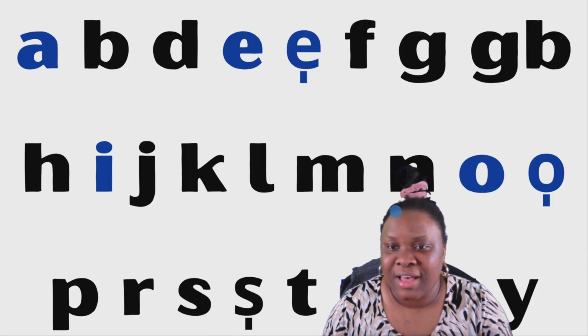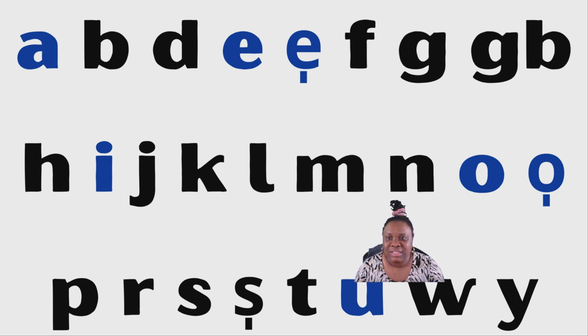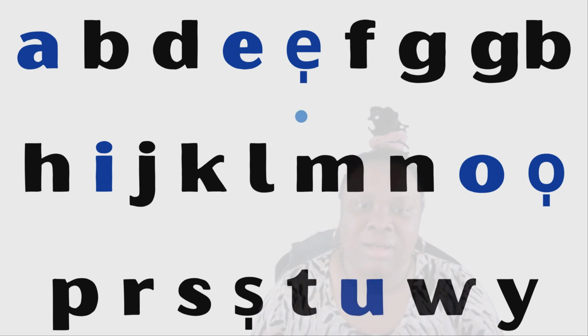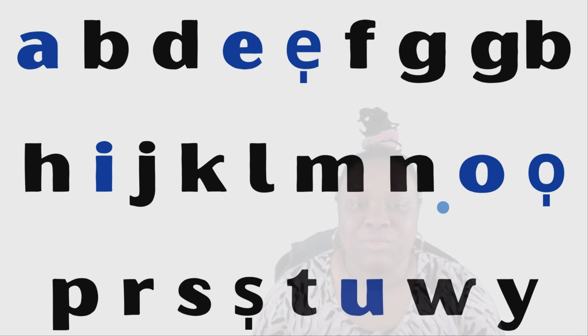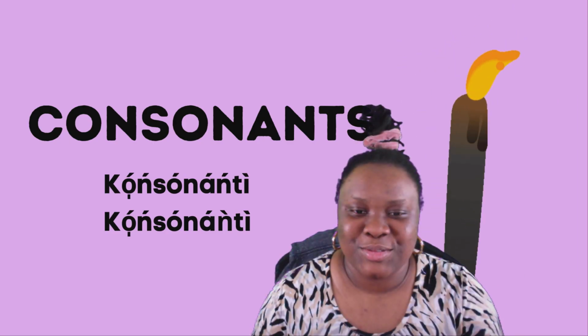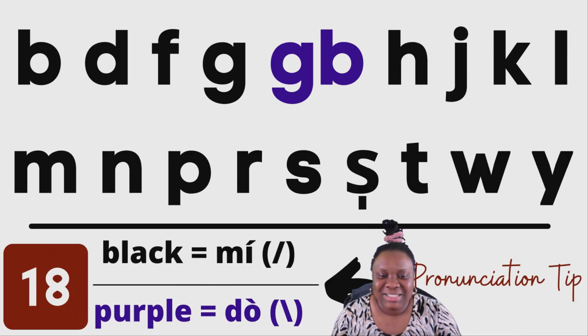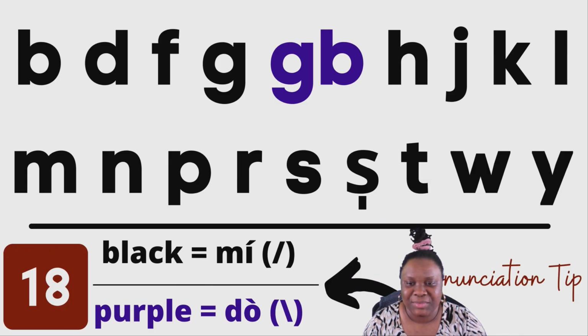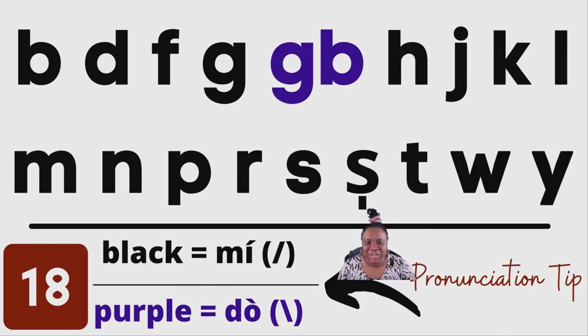These 25 alphabets are what we would use in writing the Yoruba language now. The ones in blue are the vowels. The ones in black are the consonants. So let's do consonants first. Let's see if we can do some pronunciation exercises to help remember.